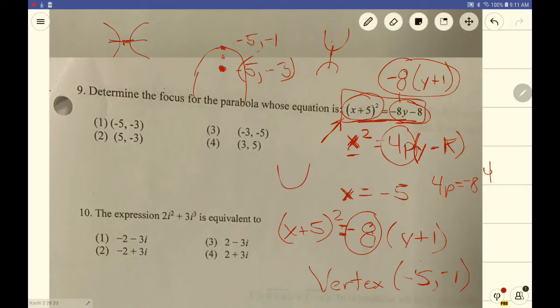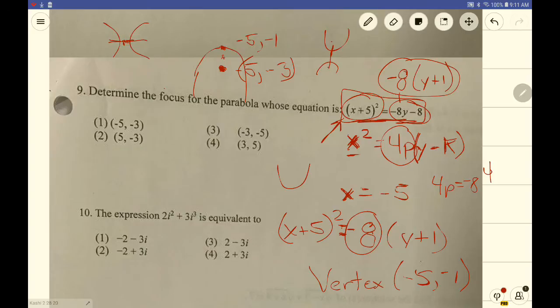parabola, which if that's a little confusing to you, feel free to ask me and I'll explain some more about it. But the general form is whatever term is squared equals 4p times the term that's just to the first power. So we have x plus 5 squared. That means the x is the squared term. That means the x-coordinate of the center is negative 5. And we arranged that equation to be negative 8 times y plus 1. That means the vertex is negative 5, negative 1. And that negative 8 is 4p. That's the general form of the conic section parabola formula.